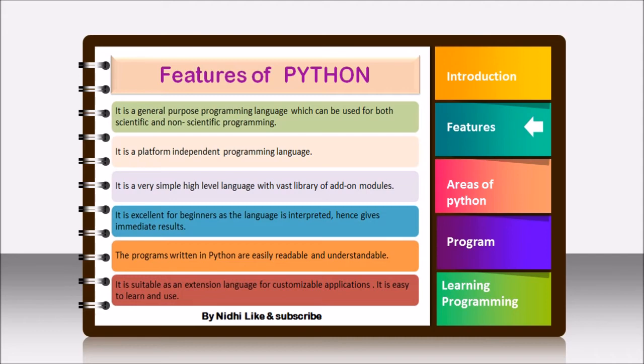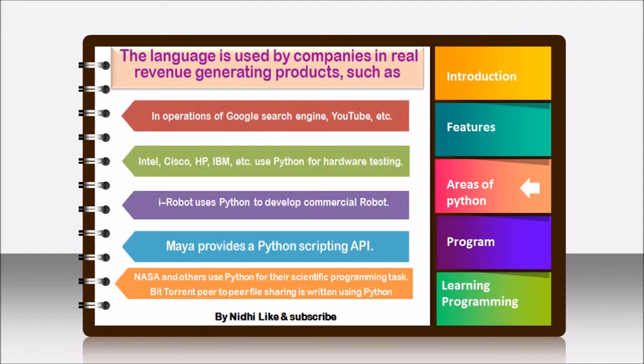Okay, so programs written in Python are easily readable and understandable. So you can say it is easy to learn, and it is suitable as an extension language for customized applications, and it is easy to learn and use. So these are the basic features of Python. Okay, now let's move to the areas where Python is used.